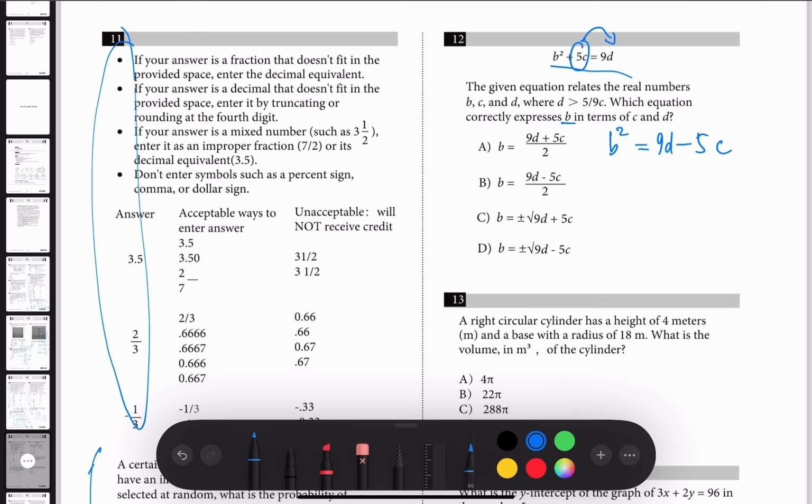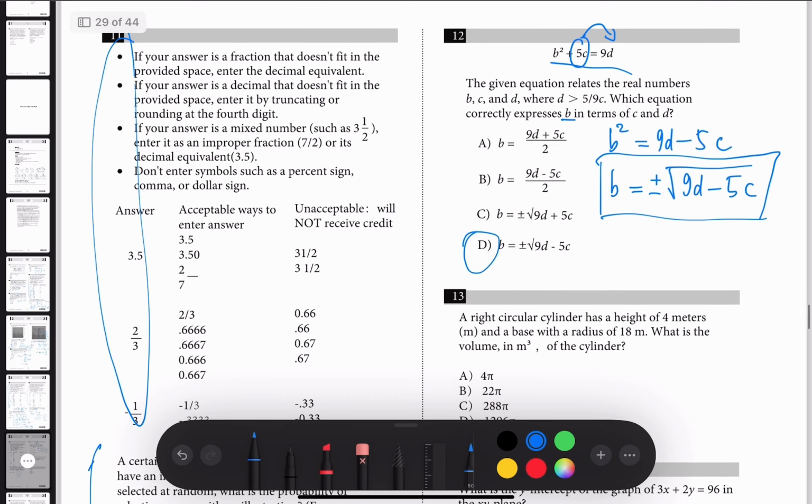So you will take a root, so it will give you b equal to plus and minus the square root of 9d minus 5c. With what we found, the answer that matches is D.